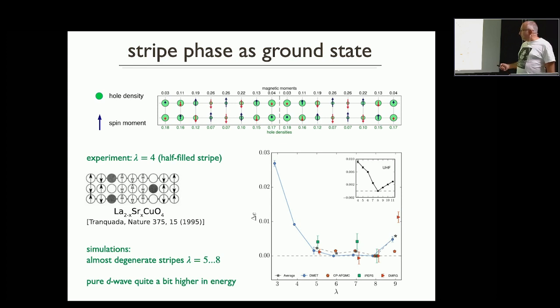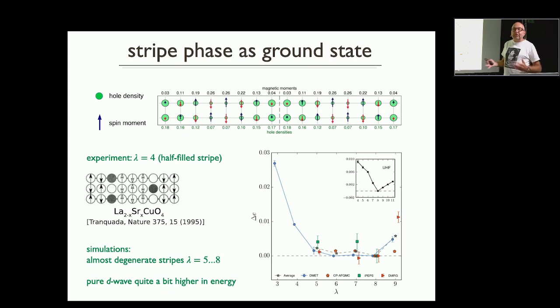The lambda in the experiment was 4, and what they found is, well, in this model, the lowest energy was for lambda equals 8. But if you are a bit more honest, you probably would have to say the energies of the stripes for wavelengths between 5 and 8 are almost degenerate. I mean, you see the error bars of the different methods, so they more or less agree, so we can believe that, but still.